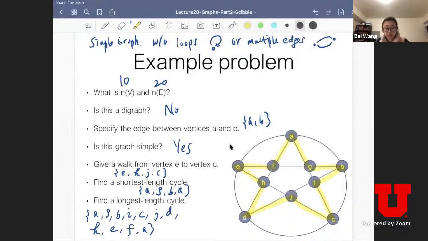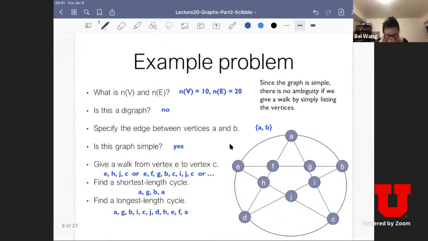The longest length cycle is essentially the join of the star in this graph. Okay, what is the length? Assuming all edges have weight 1, this is 1, 2, 3, 4, 5, 6, 7, 8, 9, 10. So it has a length of 10. Okay. All right. Let's move on to the next one.